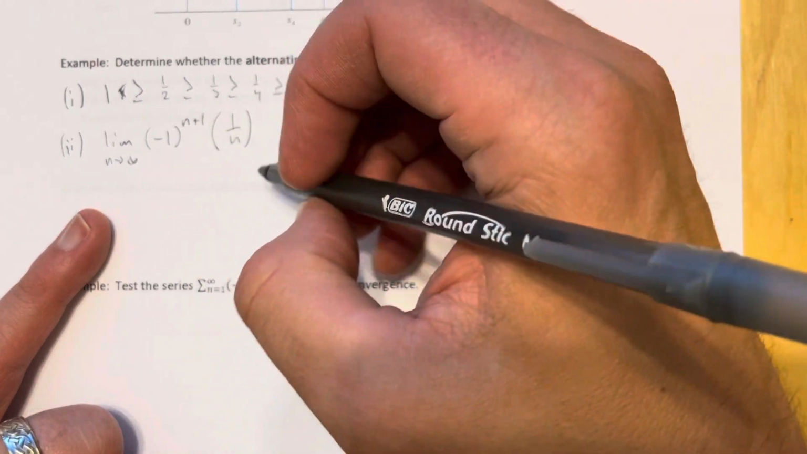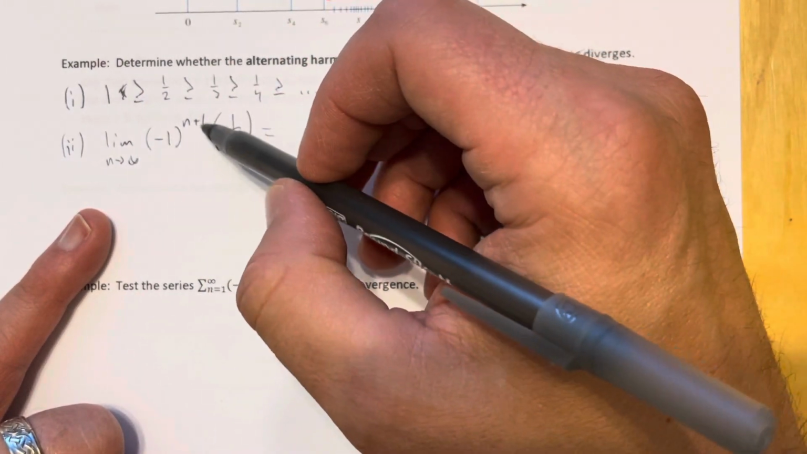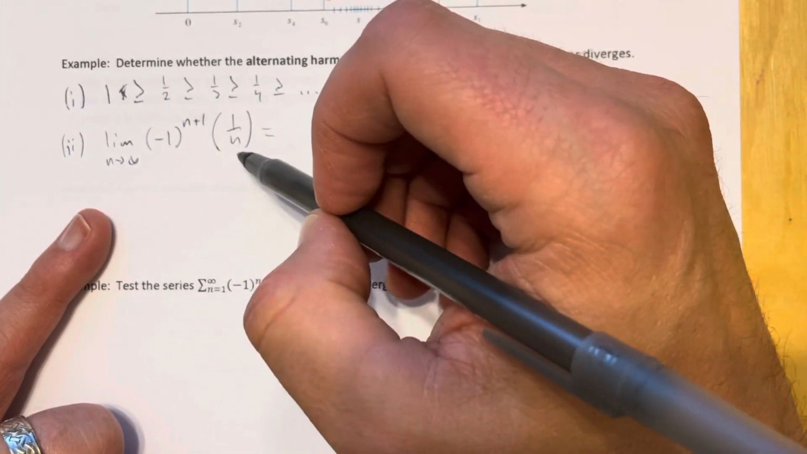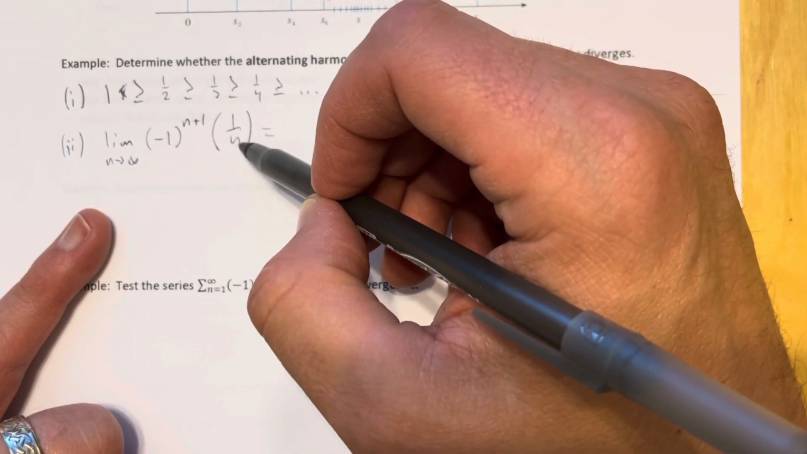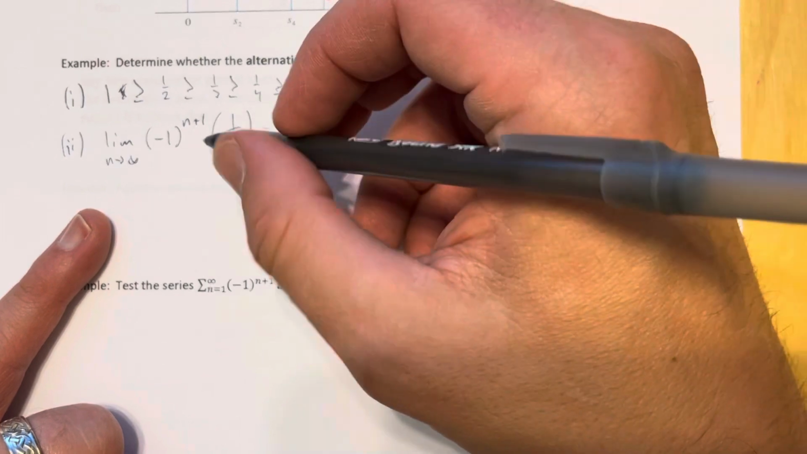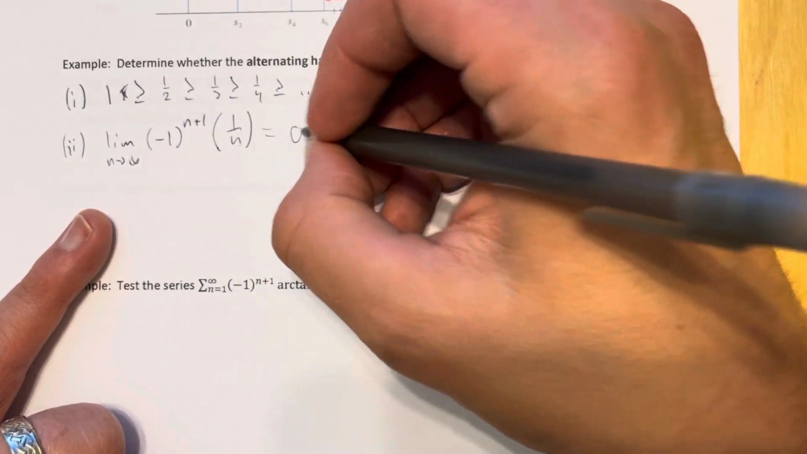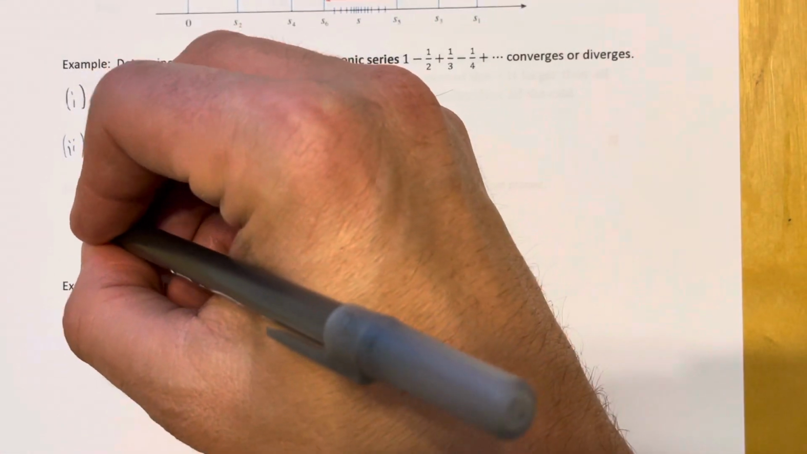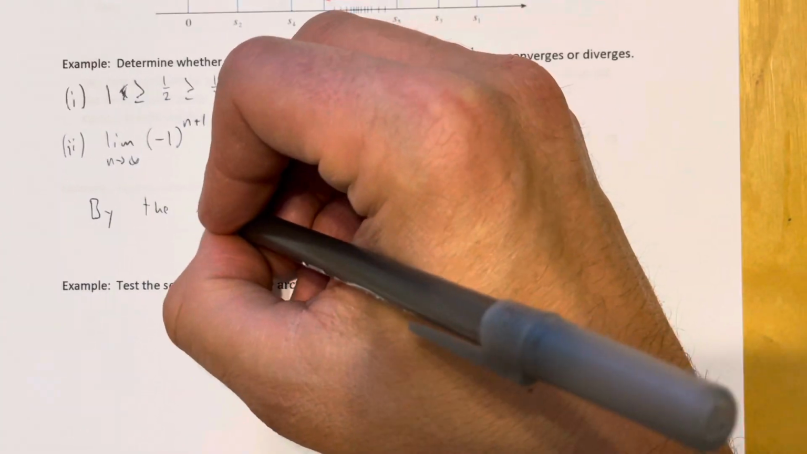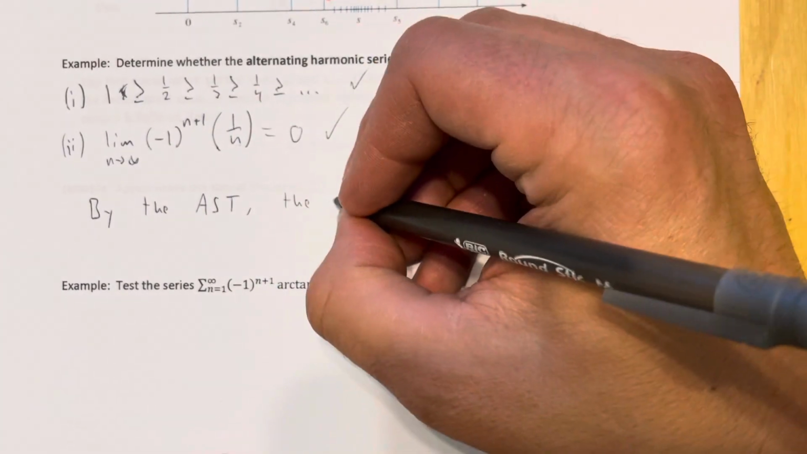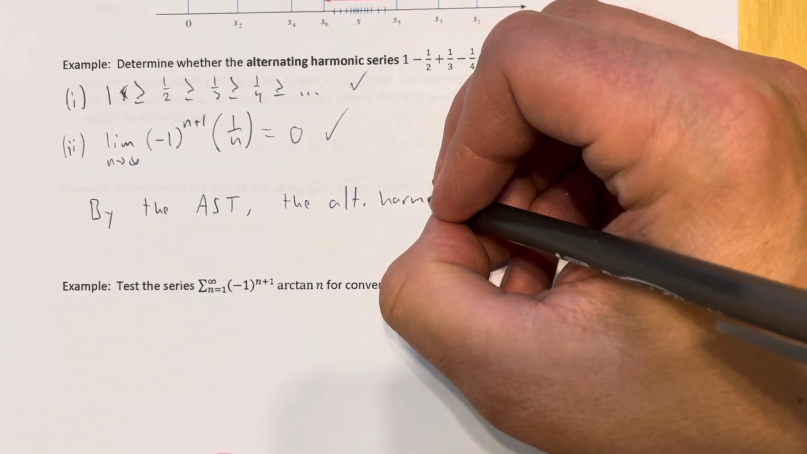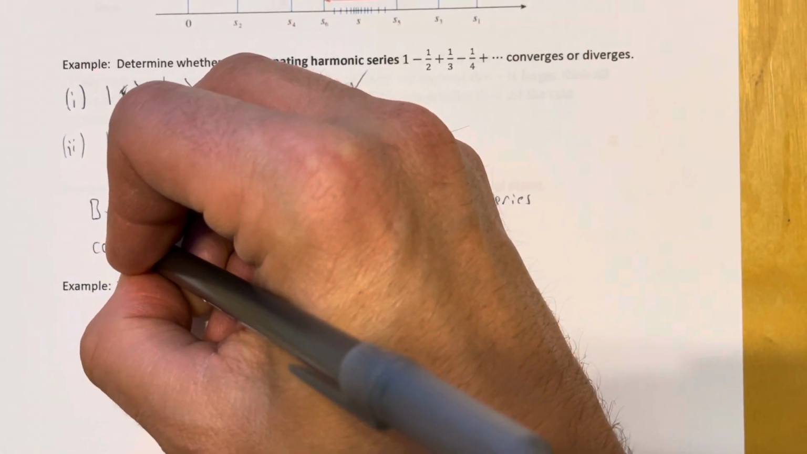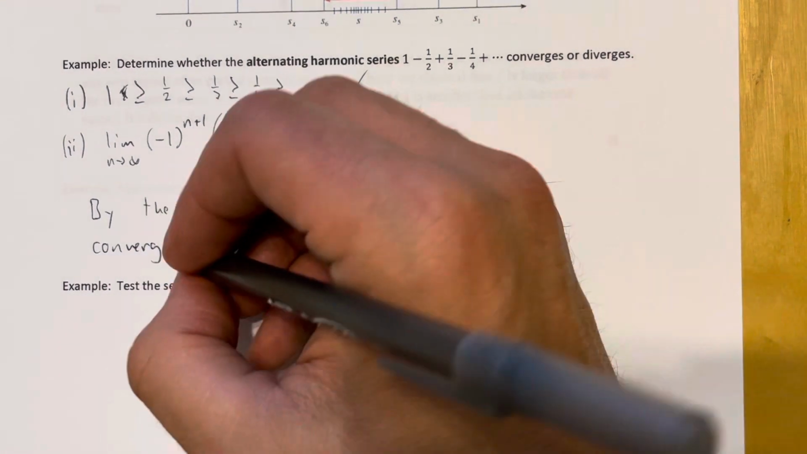So what is the limit of this sequence? Well, the only place that n shows up is here and here. The n's here are only causing this to alternate between positive and negative. But here, as n gets larger, this is going to be approaching 0. Whether you're getting a positive or a negative in front of that, it's still approaching 0. So that is the second condition of our alternating series test. I can say, by the alternating series test, the alternating harmonic series converges.